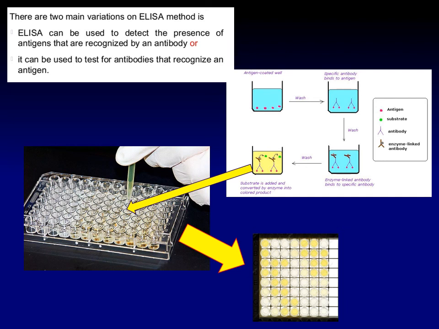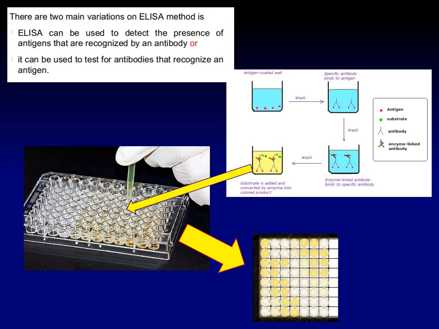For example, we have a coated well in these 96-well plates. Each well is coated with an antigen. These red particles are antigens. When we put in the antibody, for example, a serum sample which contains an antibody, if the antibody binds to those antigens, then after washing, we add an enzyme-linked antibody that will react with the original antibody. Therefore, we would have enzyme-linked antibody binding to the specific antibody.